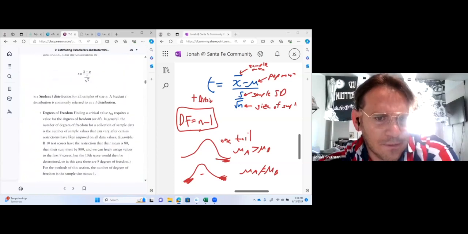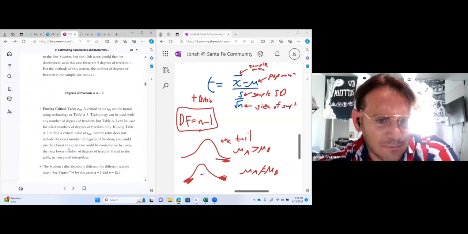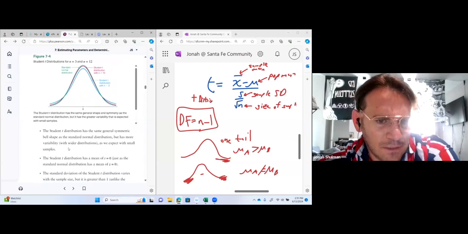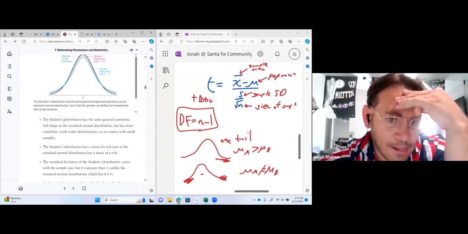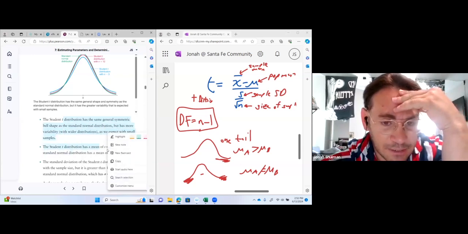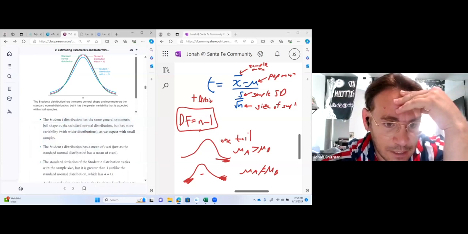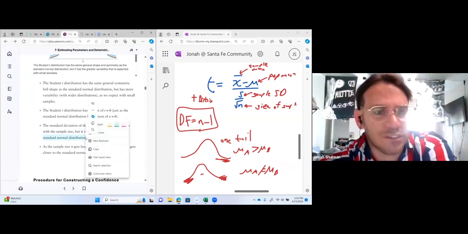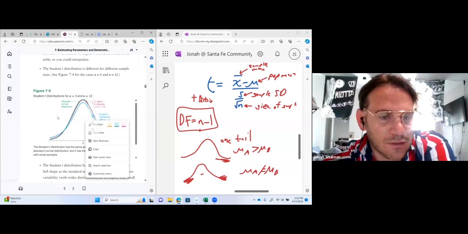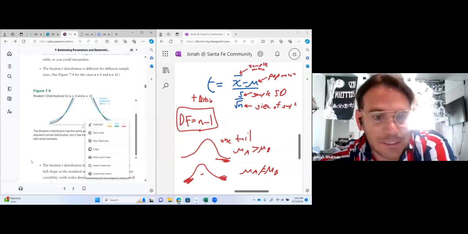All right. So we can use the table. Is there a way to use technology? Probably. It has wider distributions with smaller samples. It has a mean of 0. Okay, and it should have a standard deviation of 1, right? Varies with sample size, but it is greater than 1. Okay, so the standard deviation is going to change for this as we go through it. So really keep that in mind.